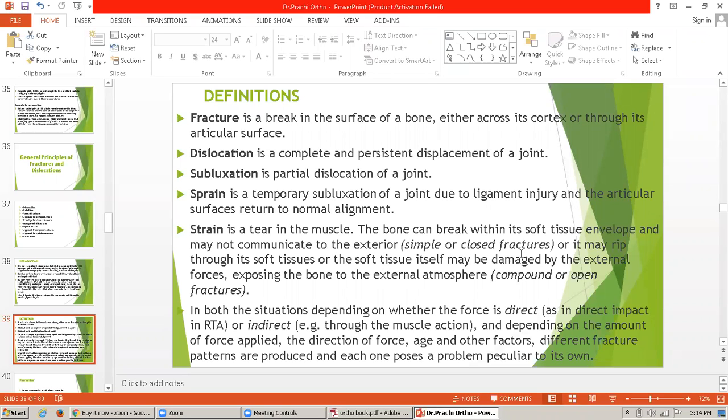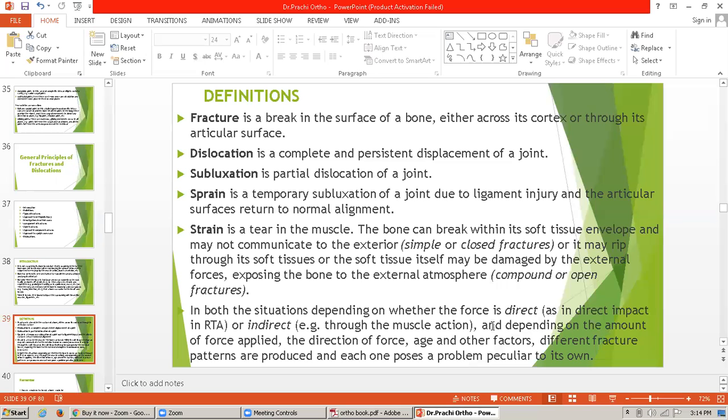So, the bone can break within its soft tissue envelope and may not communicate to the exterior, that is a simple or closed fracture. Or it may rip through its soft tissue, or the soft tissue itself may be damaged by external forces, exposing the bone to the external atmosphere, that is a compound or open fracture. And in both situations, the force may be direct, as in direct impact in RTA, that is the road traffic accident, or indirect, that is through muscle action.